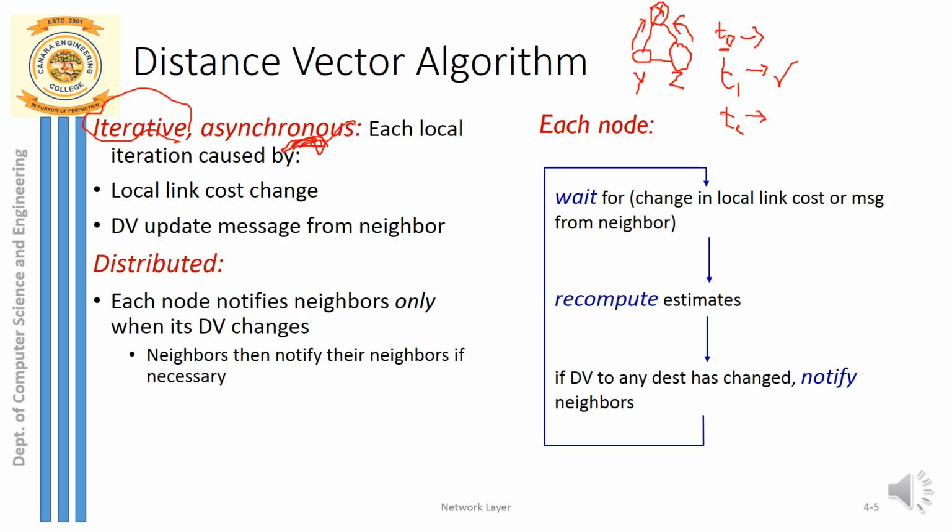We can also call this a distributed algorithm. Why? Because a source node, after calculating its distance vector, will share that distance vector with its neighbors, or the other way around, the neighbors also share their distance vectors with the source node. So you call this a distributed algorithm. We have recomputation happening every now and then, and this continues.